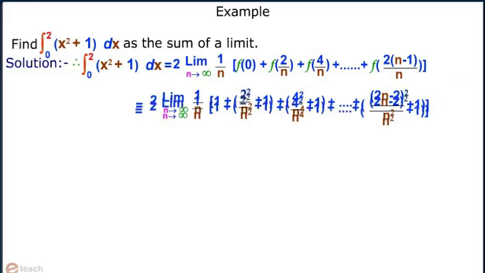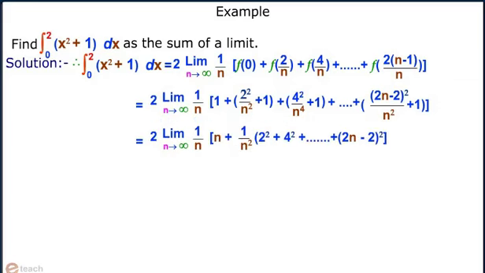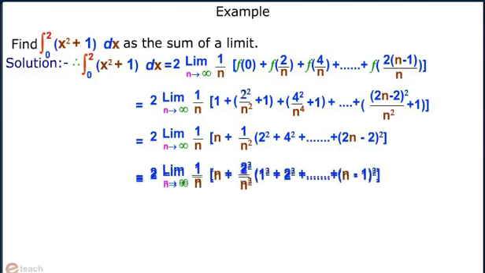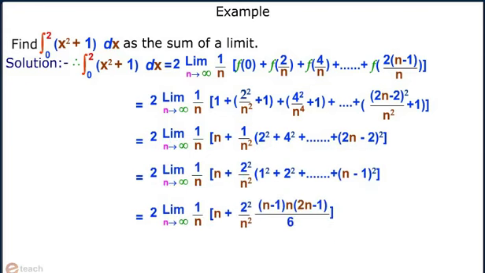Now this is equal to 2 into the limit as n tends to infinity of 1 by n into [n plus 1 by n squared into (2 squared plus 4 squared up to (2n minus 2) whole squared)]. Now you can understand here we have done nothing but taken 1 by n squared common. And the n which you are seeing is nothing but adding all the ones which were present in the previous equation.